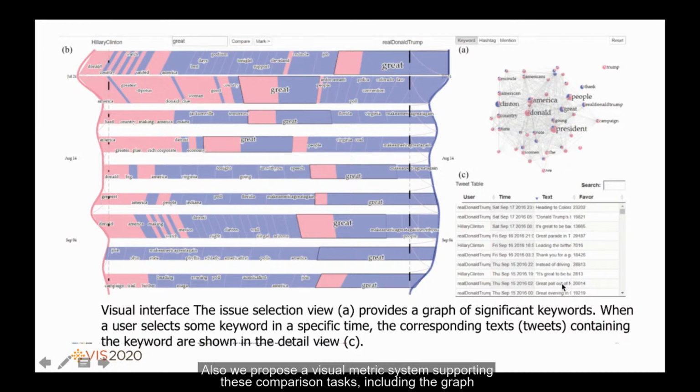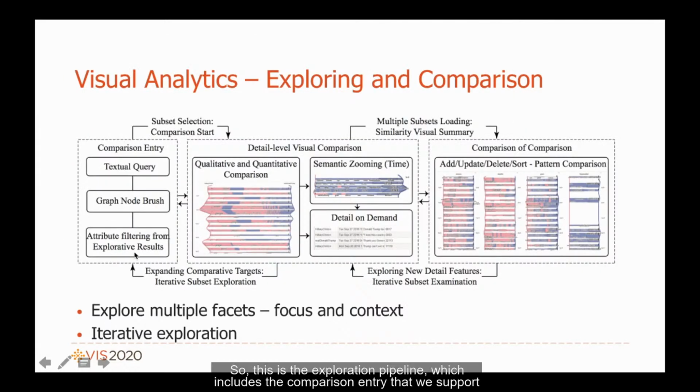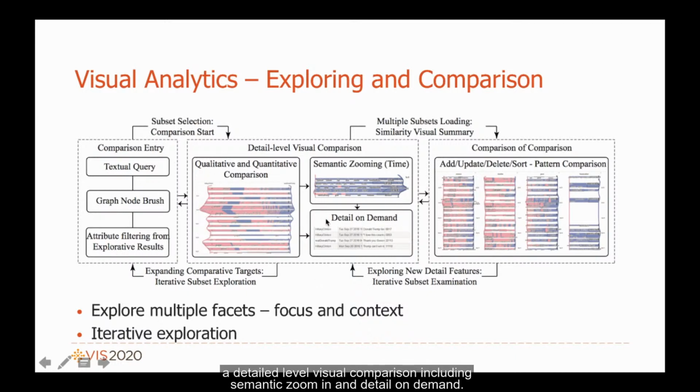Also, we propose a visual analytic system supporting this comparison task, including the graph view, the co-bridges view, and the detail view. So this is the exploration pipeline, which includes the comparison entry, where we support text query and graph node brush to find the keywords to compare and show the contextual keywords of these keywords. And then we also support attribute filtering from exploratory results and detail-level visual comparison, including semantic zooming and details on demand.